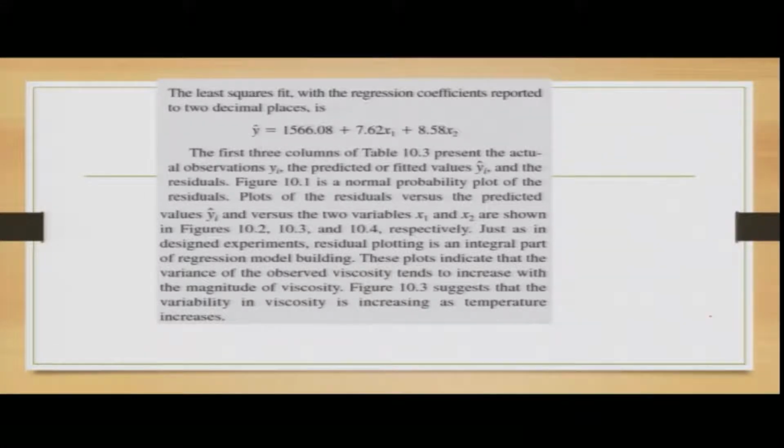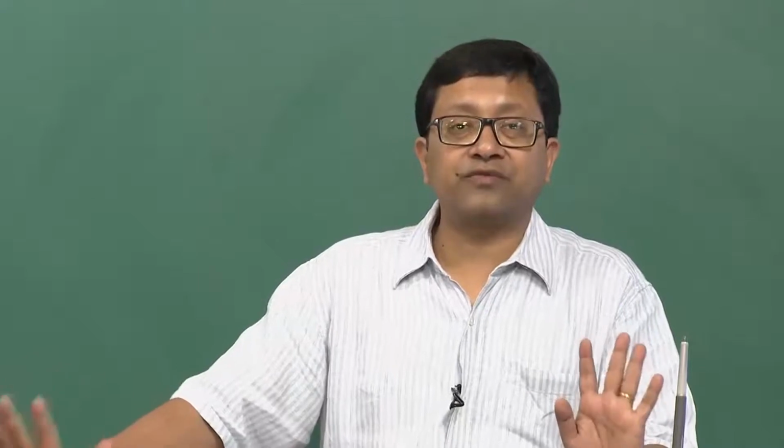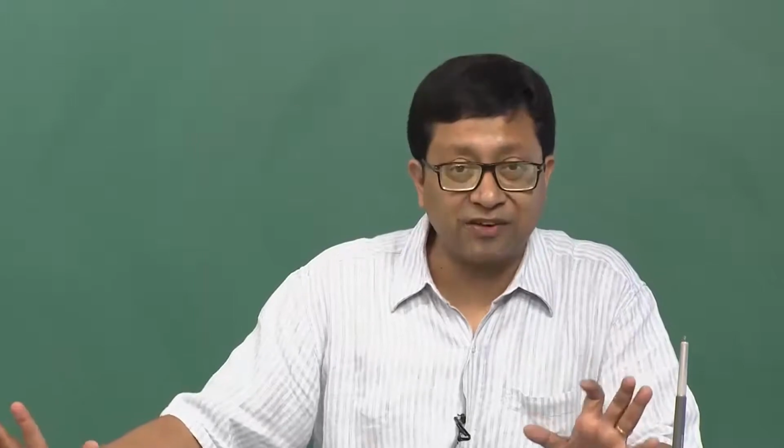Now, this is y hat. Remember that it is not the y actual value, and also remember that the error terms would not come until you find the difference between y and y hat. So here we need to find the predicted values. Why predicted values? Because we are using the beta hat values. So, the beta naught value, which you have already found, is 1566.08. I am just reading till the second place of decimal. Beta 1 hat is 7.62, beta 2 hat is 8.58.